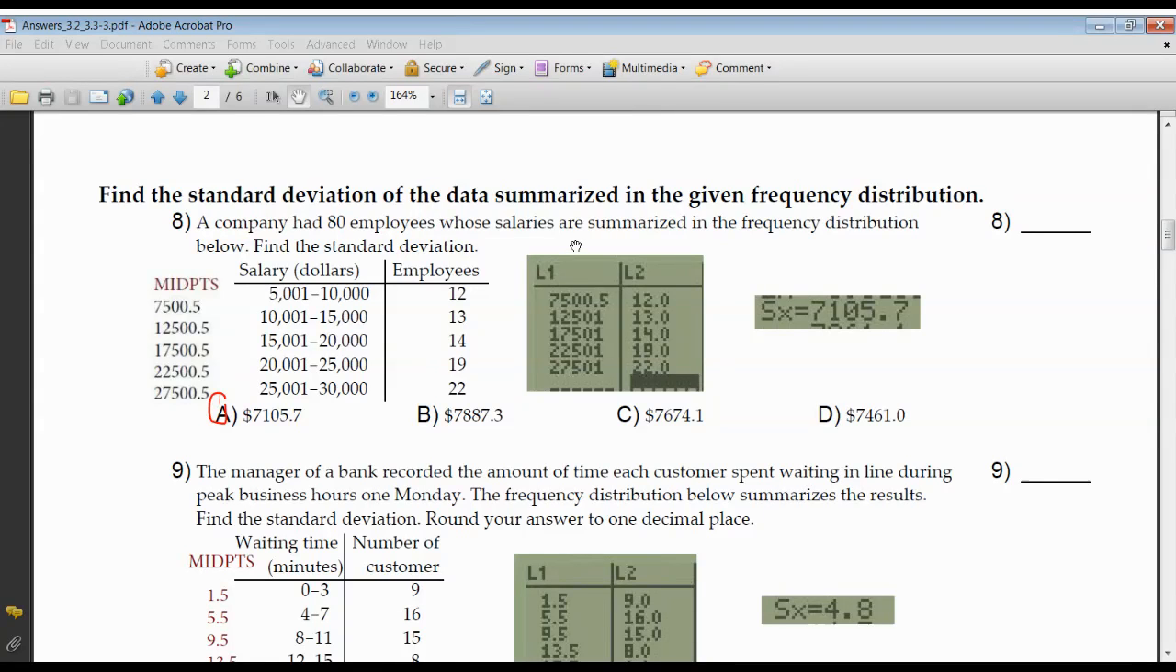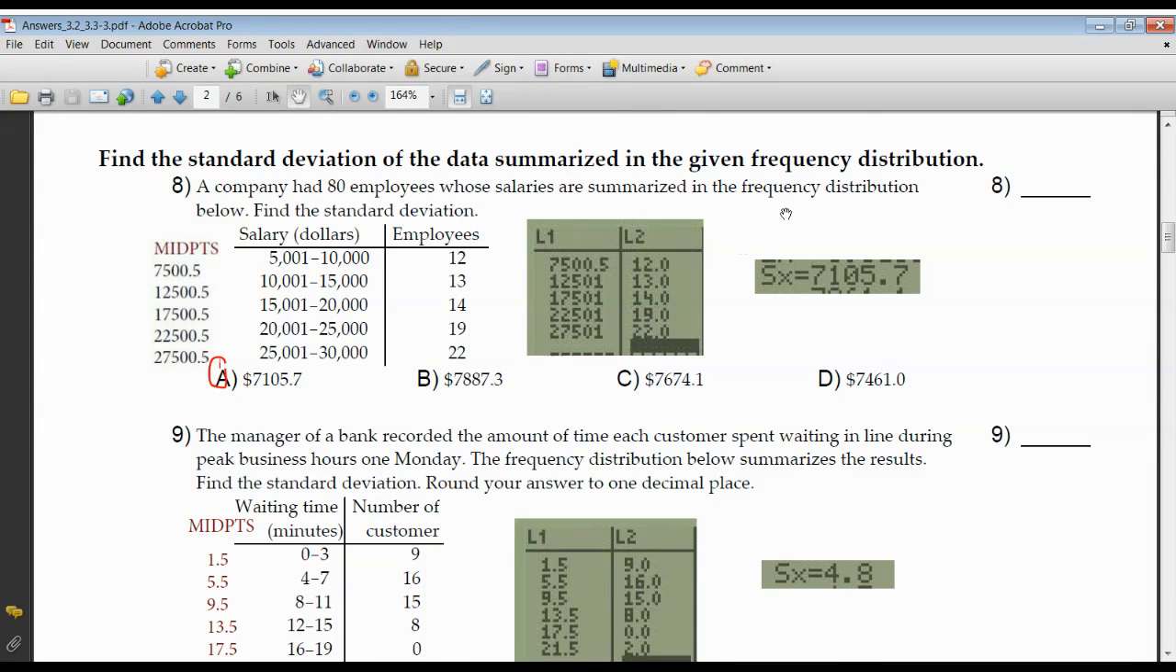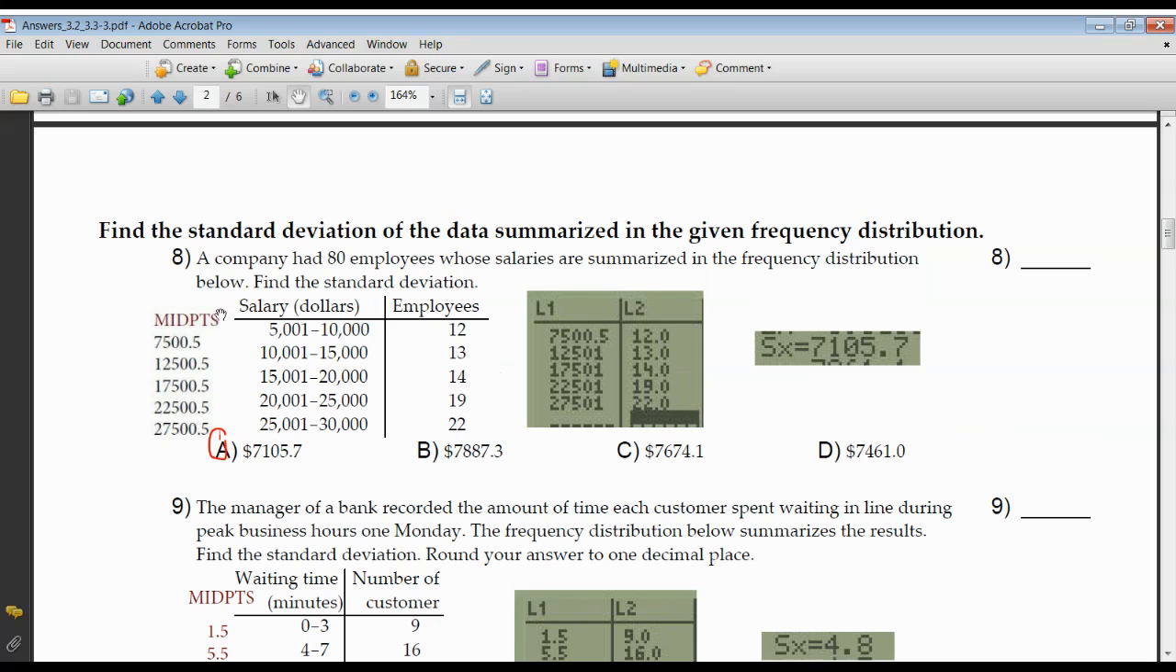All right, numbers 8 and 9. Hopefully, you're working with an 84 calculator. The idea is when you're given a frequency distribution, you've got to first find the midpoints for your intervals.